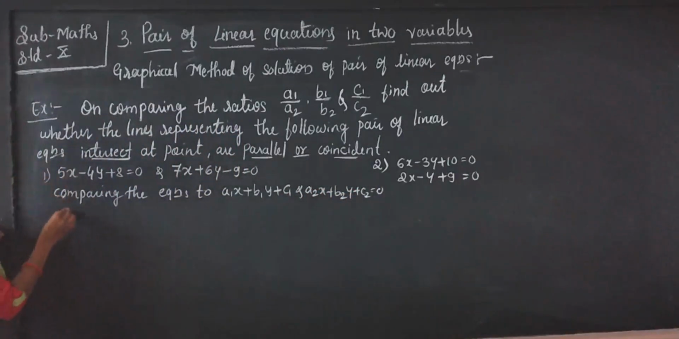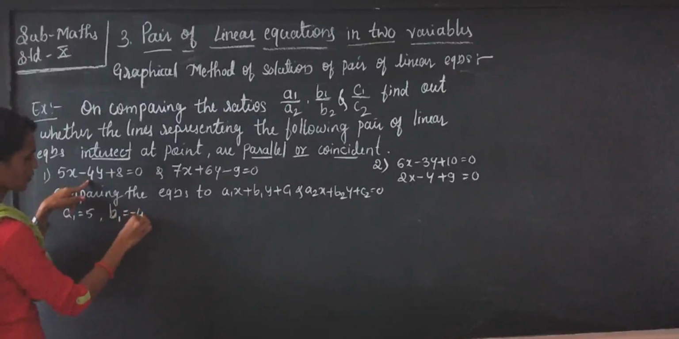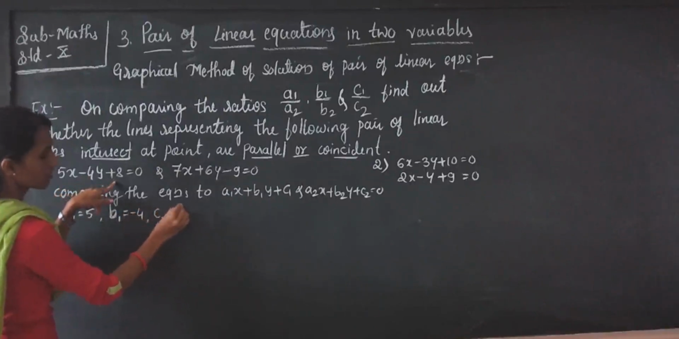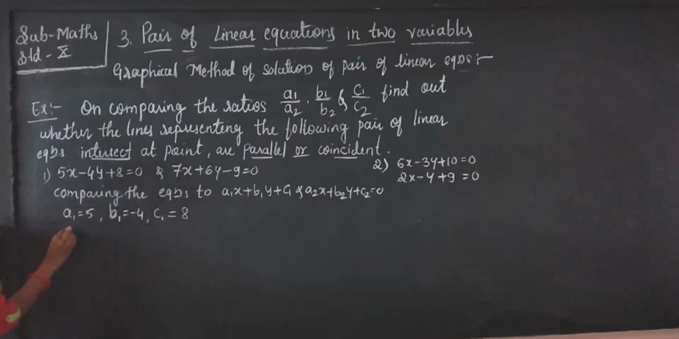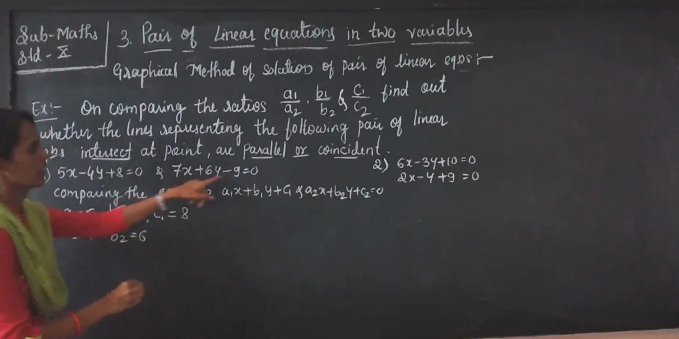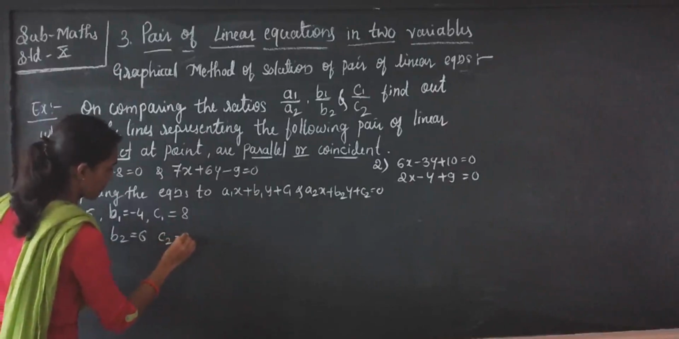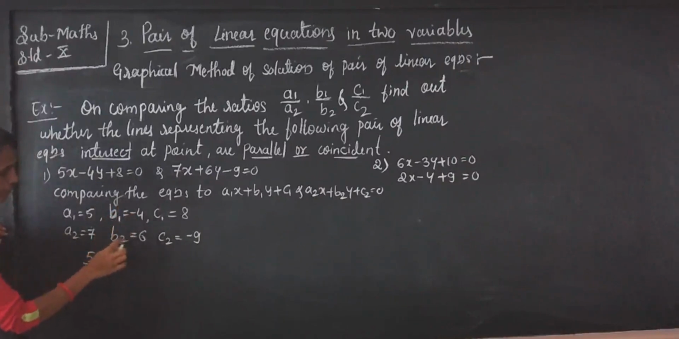So then what we will get? A1 is equal to 5, B1 is equal to minus 4 and C1 is equal to 8. Then A2 is equal to 7, B2 is equal to 6 and C2 is equal to minus 9. Okay, now A1 by A2, that is 5 by 7.